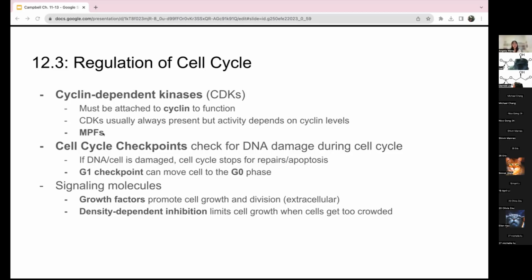Also, before M phase, there's another checkpoint to ensure the DNA that is replicated already is not damaged, and then the cell can proceed. Furthermore, signaling molecules outside of the cell, like growth factors, can promote cell growth and division. However, when the cells grow too clustered, there's going to be density-dependent inhibition, which limits the cell growth to prevent excessive competition, and so the excess cells will start to die.